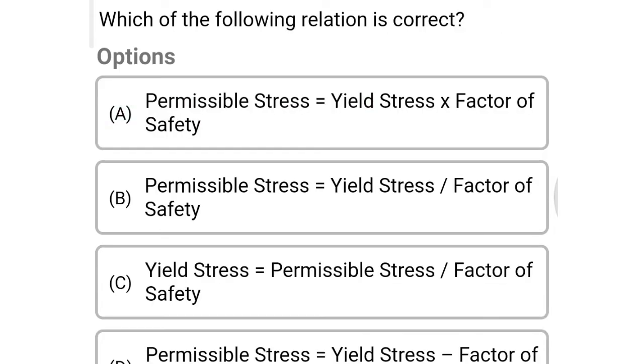So next question, which of the following relation is correct? Option A permissible stress equal to yield stress into factor of safety. Option B permissible stress equal to yield stress divided by factor of safety. Option C yield stress equal to permissible stress divided by factor of safety. Option D permissible stress equal to yield stress minus factor of safety. So the correct answer is option B permissible stress equal to yield stress divided by factor of safety.